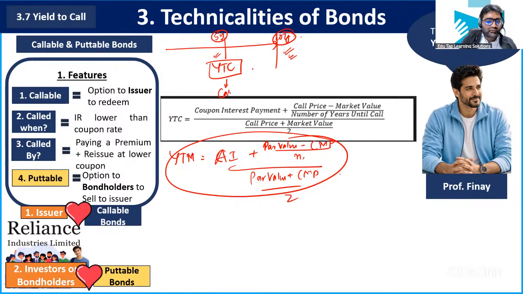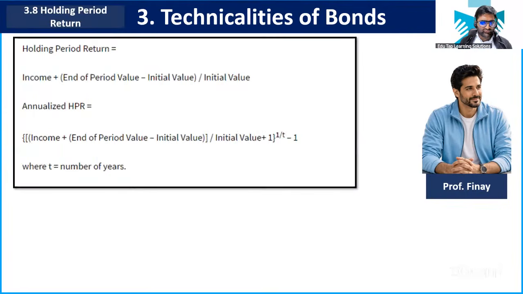You get something called the call price. So the final payment that you are getting is the call price. Instead of par value, we just substitute the call price everywhere. Is it clear? Yield to call, is it clear? No doubt in this, I guess. We are just substituting because it hasn't matured before itself.